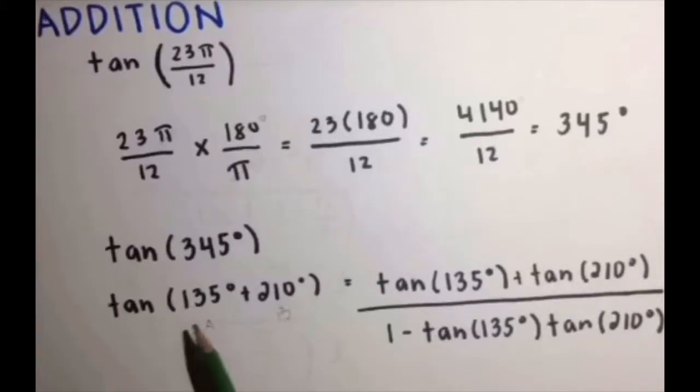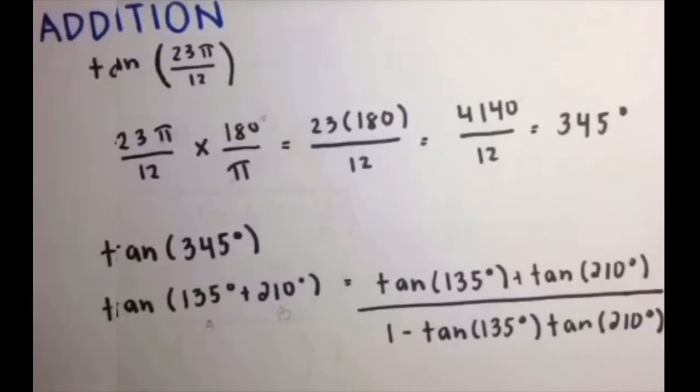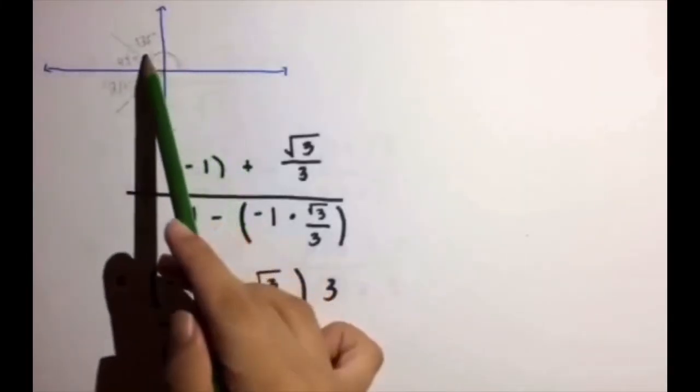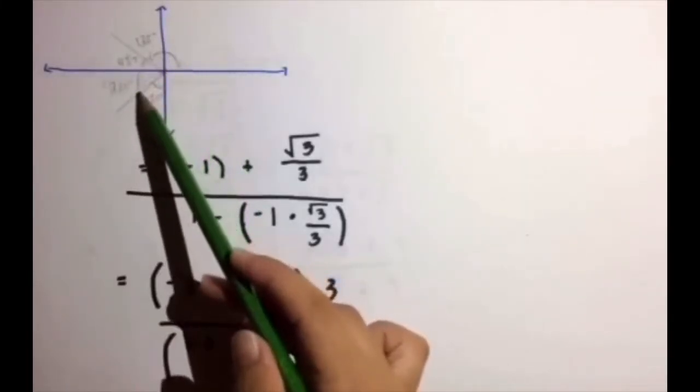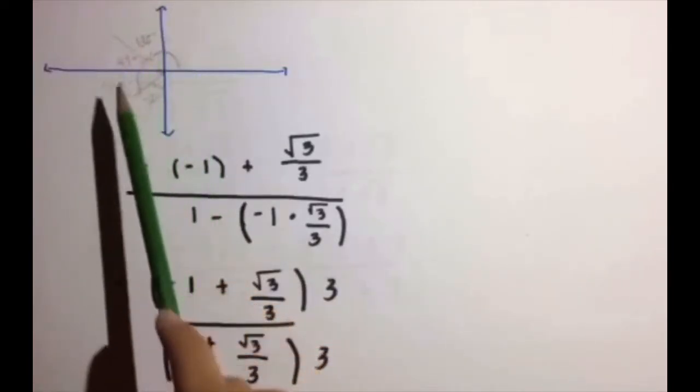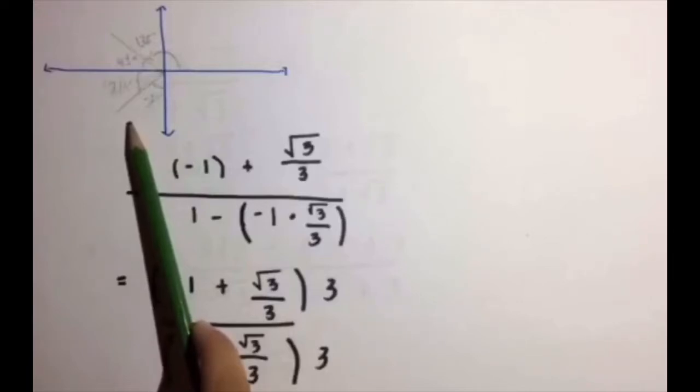So tangent of 135 degrees plus 210 degrees is equal to tangent 135 degrees plus tangent 210 degrees divided by 1 minus tangent 135 degrees multiplied by tangent 210 degrees. Next, we need to graph it so we know the quadrant of those angles. So 135 degrees lies in quadrant 2 and 210 degrees is here in quadrant 3. The tangent in quadrant 2 is negative while the tangent in quadrant 3 is positive.